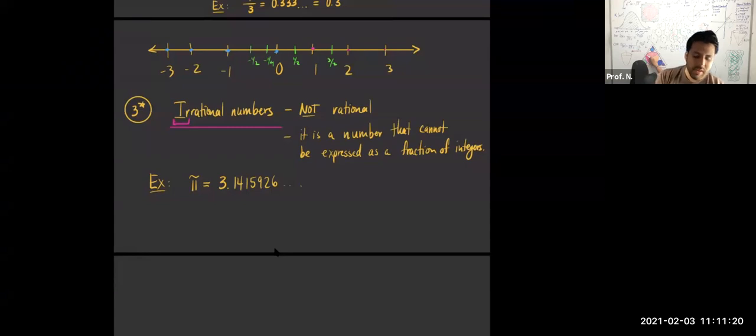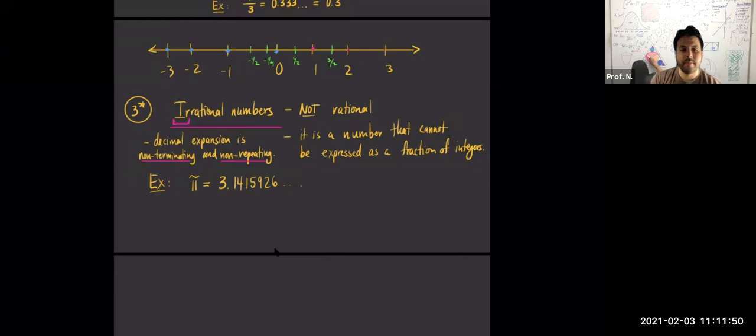So irrational numbers are numbers whose decimal expansion is non-terminating and non-repeating. So that's important. They don't repeat, and they don't stop.